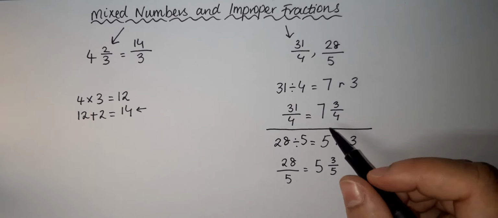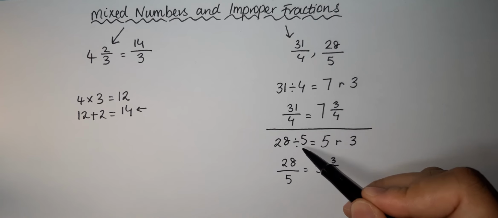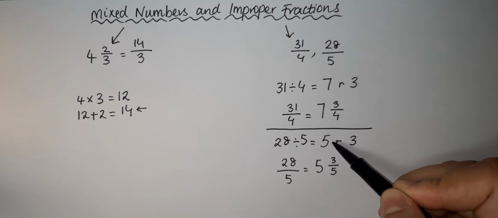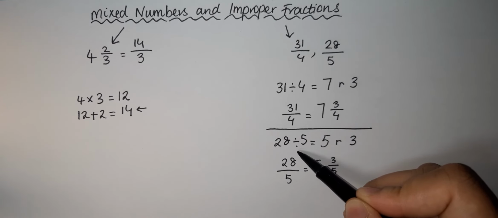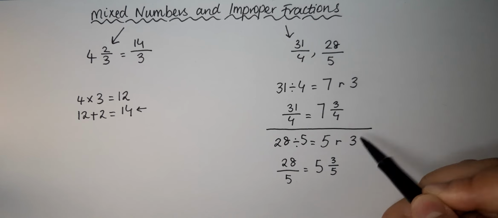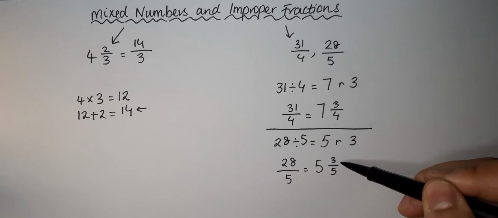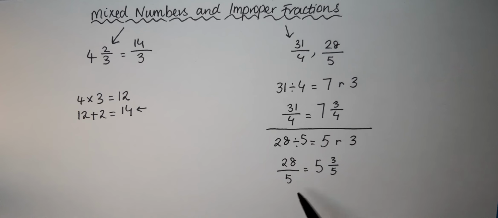So again, we've rewritten it like this. We found out that 5 times 5 is 25, and we've got 3 left over, so we can rewrite it as 5 and 3/5. Notice that the denominators do not change.